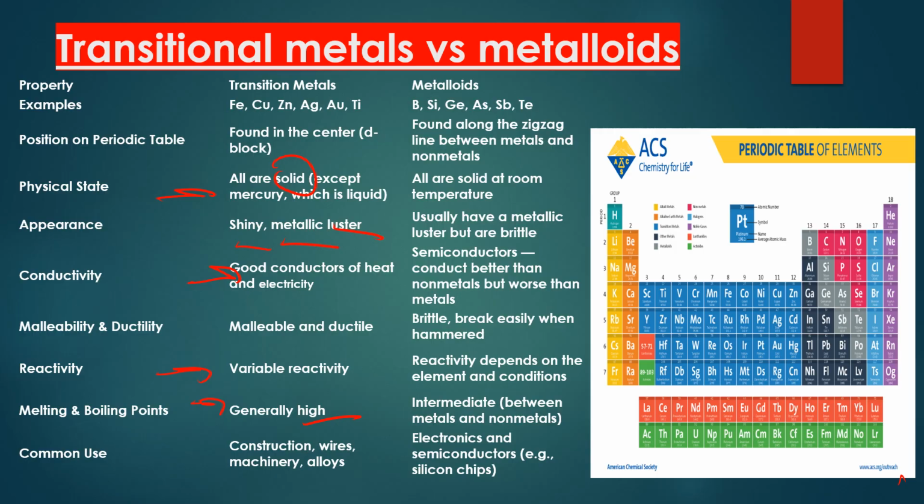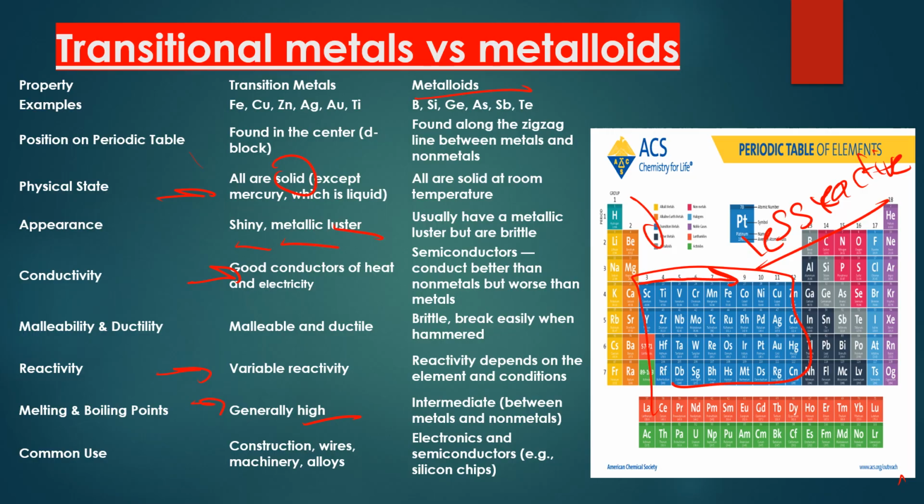We know that they are in the D block. The transitional metals are in the D block, and as we move through the period, they get less reactive. That's why they're called transitional metals, because the reactivity transitions, getting lower throughout the D block in the periodic table.